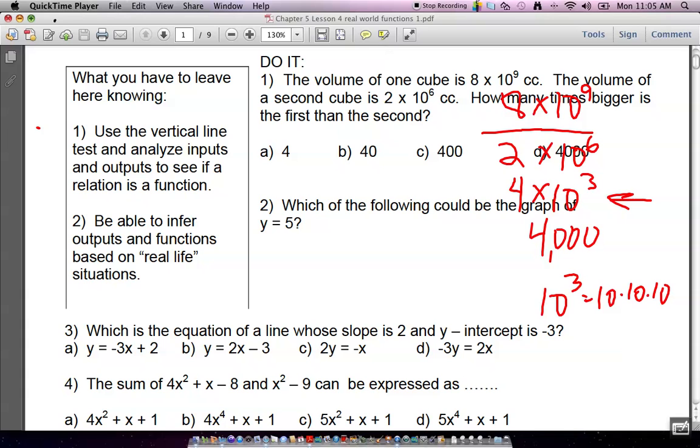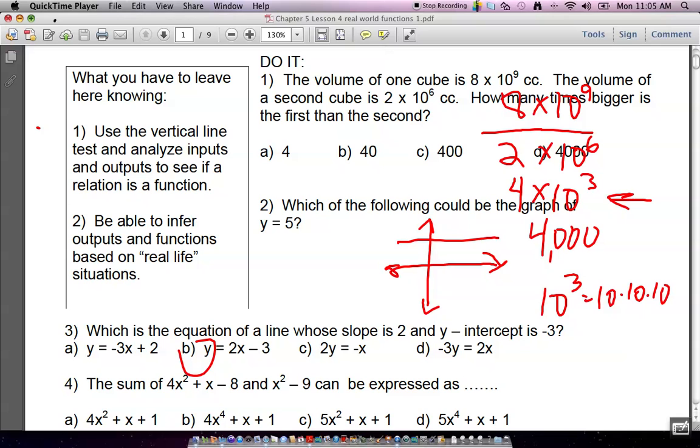Okay. Which of the following could be the graph of y equals 5? You guys have already seen. If I forget to put the graphs on there, just sketch what it might look like. It could look like that. Which is the equation of a line whose slope is 2 and whose y-intercept is -3? That's choice B. Okay.